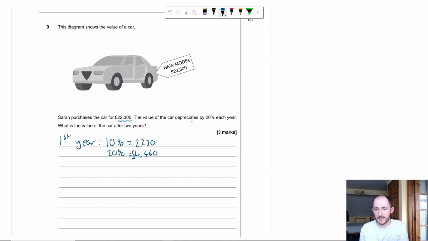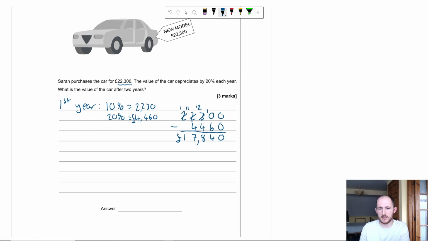So after the first year, the value of the car is going to be 22,300 minus £4,460. So whatever this value is, 0 minus 0 is 0. Borrow, that would be 4. Borrow, 12 minus 4 is 8. Borrow, 11 minus 4 is 7. 1. £17,840. Okay. Second year, we repeat the exact same process.